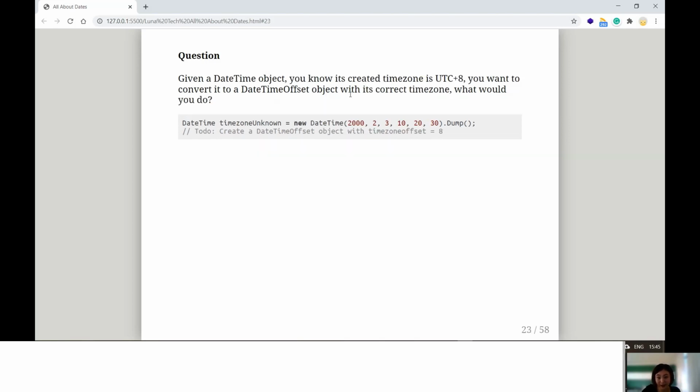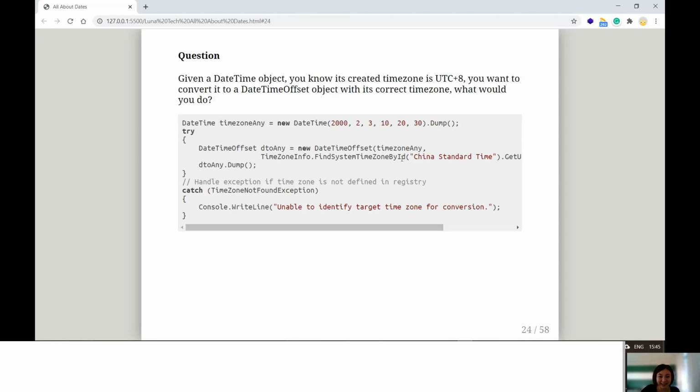And we have another question here. If you have a DateTime object and you know its time zone is UTC+8, I chose it because I don't want it to be +10. Sometimes it's easy to get the local time. And you want to convert it to a DateTimeOffset object with its correct time zone. What would you do? And the answer is you can try to use TimeZoneInfo.FindSystemTimeZoneById, and you need to provide the correct time zone ID. And then you just assign it.